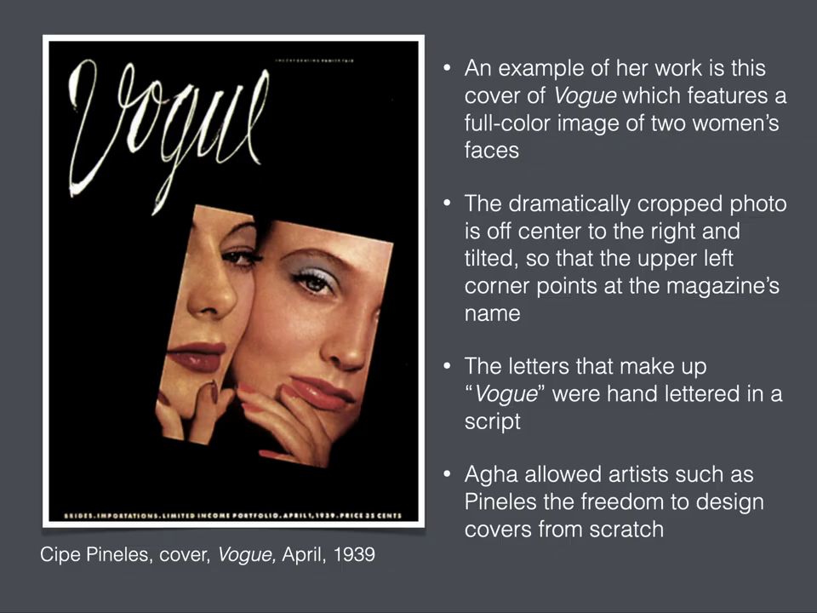So this is an example which features a full color image of two women's faces. You can see this dramatic cropping, and it's not even centered. So it's off-centered to the right. She's put it at an angle. And so you kind of have this movement of your eye where the corner of that photograph goes up to the masthead of the magazine. Another really cool thing was that the magazine's name, Vogue, was handwritten in script. And the art director, Aga, really allowed artists such as Cipe Pineles the freedom to design covers from scratch.